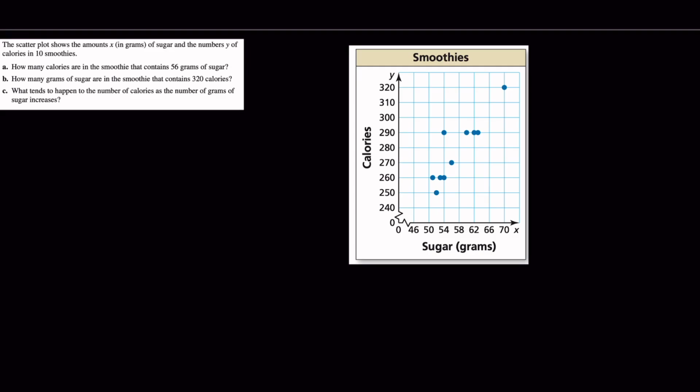All right, so let's see here. It says the scatter plot shows the amount X in grams of sugar and the number Y, which represents the calories in 10 different smoothies. So real quick here, see right here, this little tiny break looking thing? That means that they put a huge gap in the graph. Like notice how they went from 0 to 46 and 0 to 240. So that little weird symbol there, little break thing, means there's a big gap here. That's all it means. Nothing fancy. Big gap.